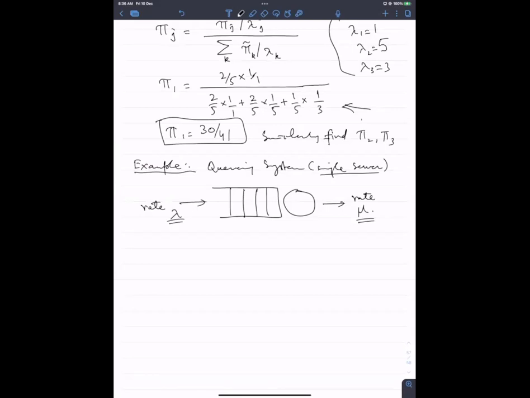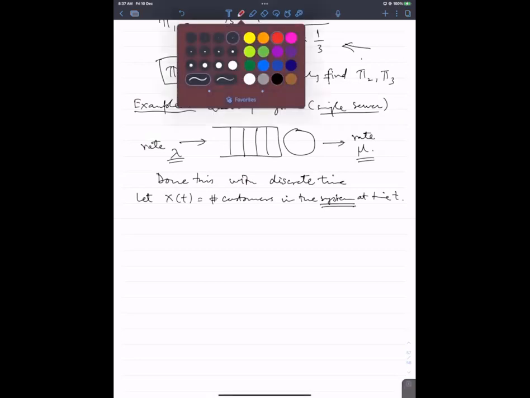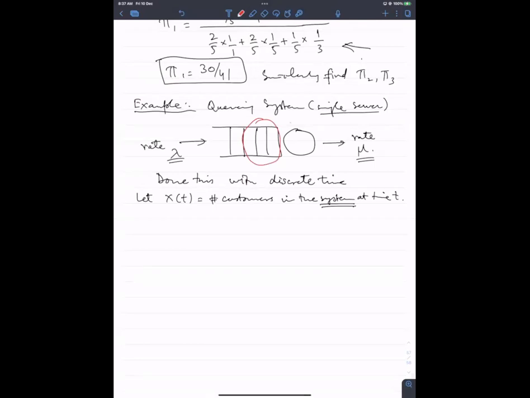We have already done this with discrete time. But I'm going to relax that assumption now. Okay, let's do it for a continuous time. Let x of t is the number of customers in the system at time t. When I say in the system, ke andar kaun kaun hai? System ke andar bhai kuch log yahan pe hain aur ek yahan pe bhi ho sakta hai. अगर ये सर्वर बिजी है तो एक यहां पर भी हो सकता है, ठीक है?